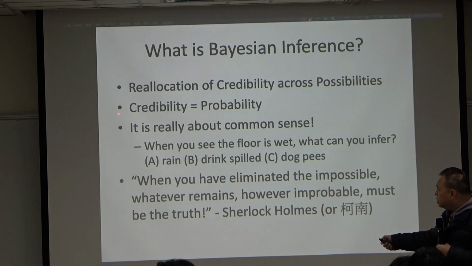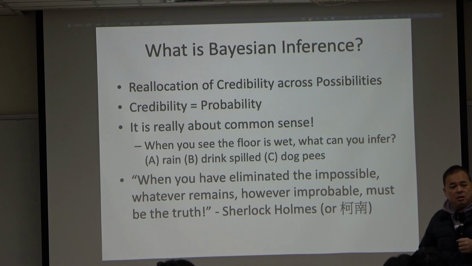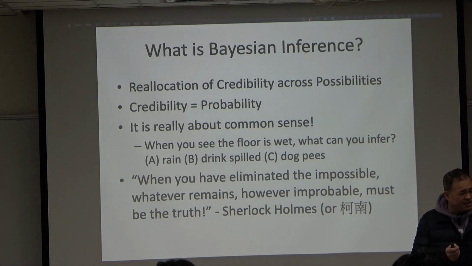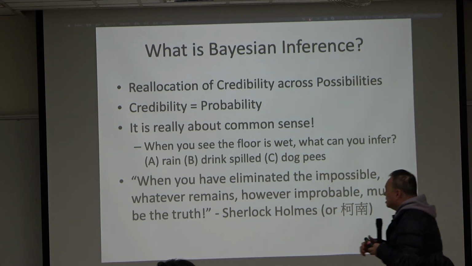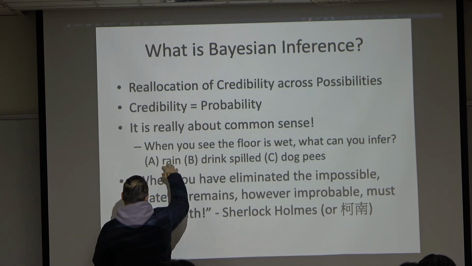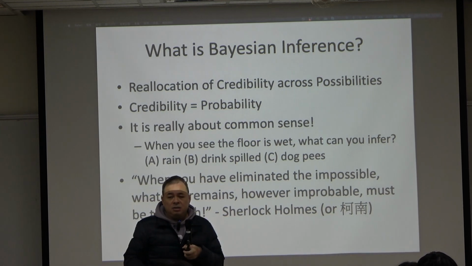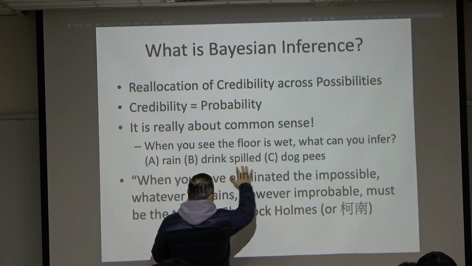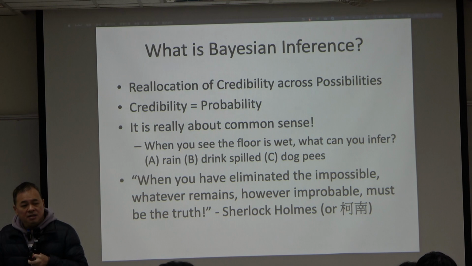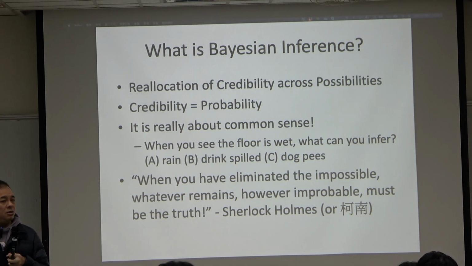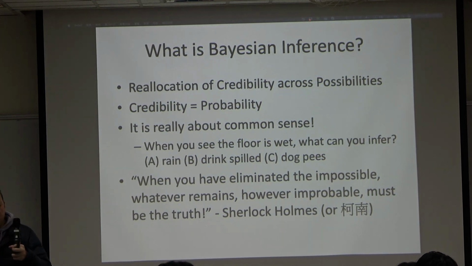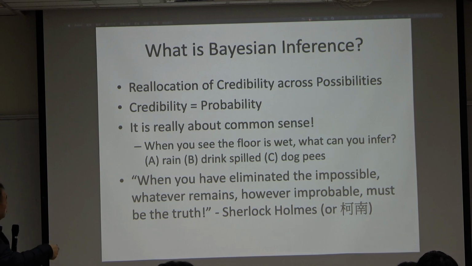It tells you that the chance for the rain to cause the floor to be wet is not very likely, right? So the probability of this option is going down. So the probability for the second and the third causes should increase, right? Because of your observation, because you just looked at the sky. And this is exactly what I mentioned by reallocation of probability.